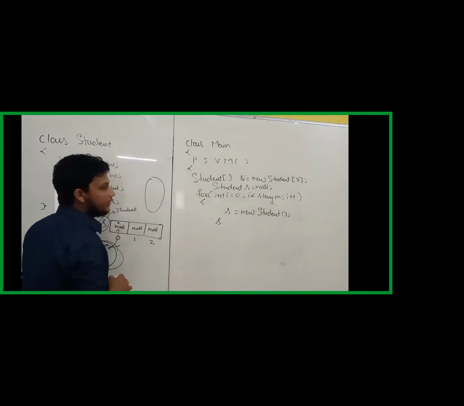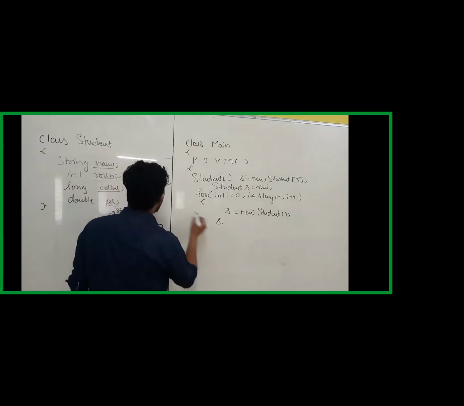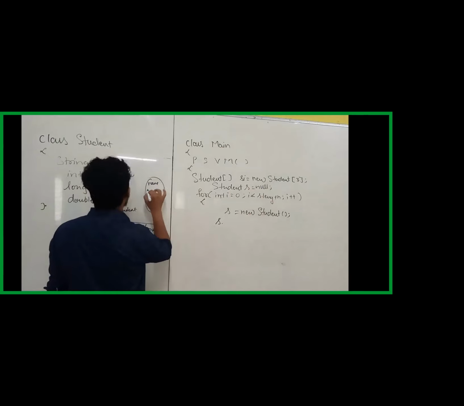In the student object, what will happen? Name, roll number, Aadhaar and percentage will be there. I'll write here name, roll number, Aadhaar, and percentage. Like this, the object will be created.